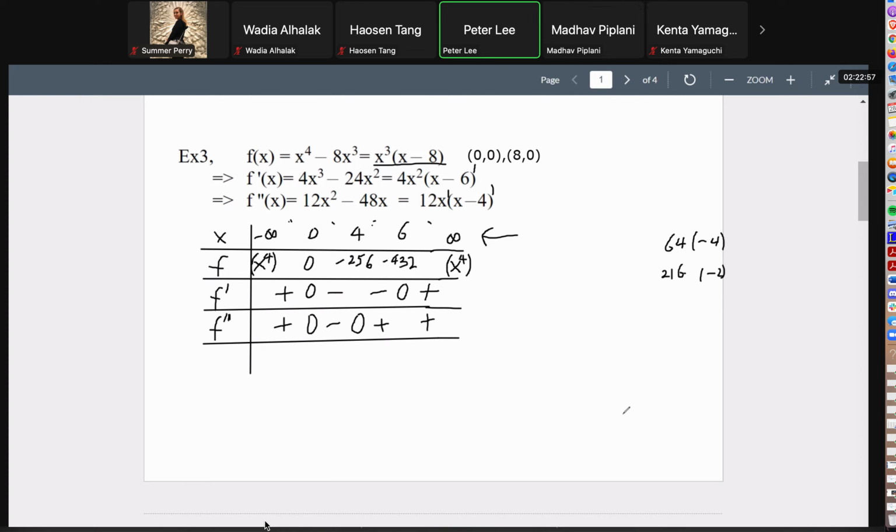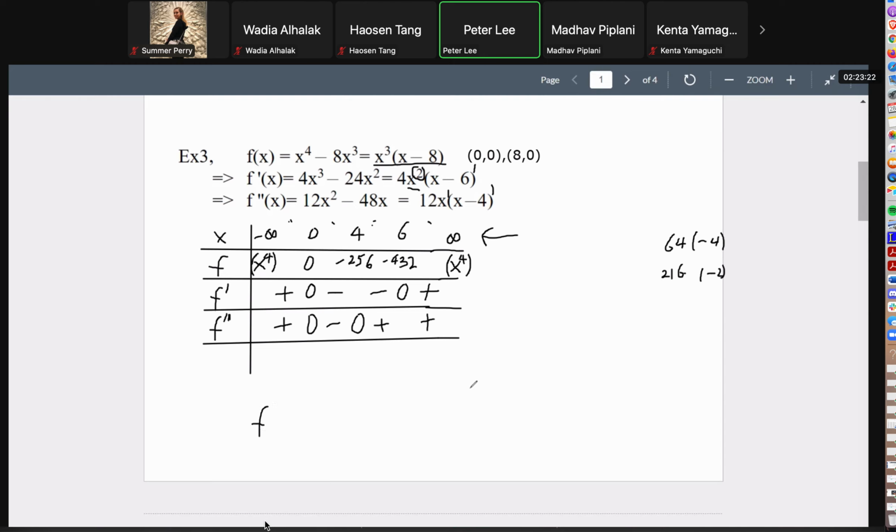Professor? Any questions here? Yeah. Shouldn't less than 0 for f prime be negative? Less than 0 is negative, no, because it's x squared here. That means before and after 0, because it's an even multiplicity, the sign must be the same. If you want to verify, you can actually check.